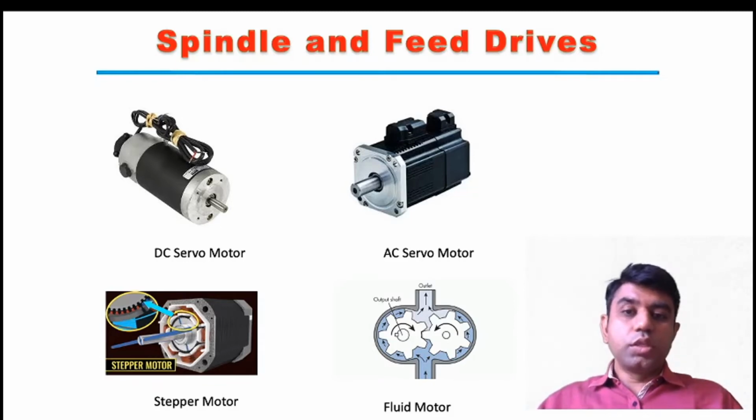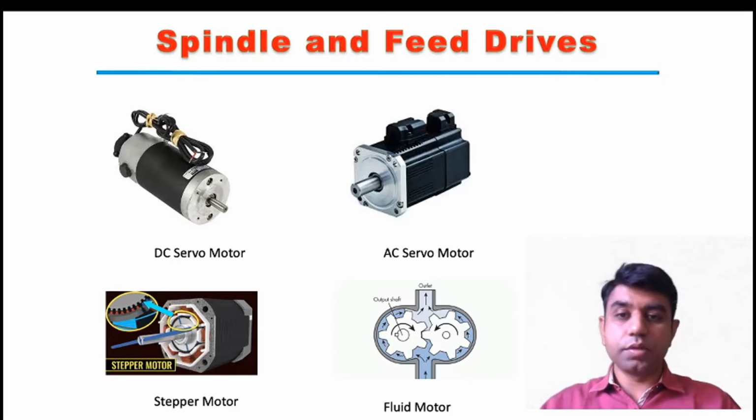The next motor is a stepper motor. A stepper motor normally works in 1.8 degree increments. We have 360 degrees in one complete rotation, but this stepper motor works in 1.8 degree increments, so we can have precise control over the rotation. Say for example, if you want to stop the particular shaft exactly after 90 degrees, you can easily do that with the help of a stepper motor.